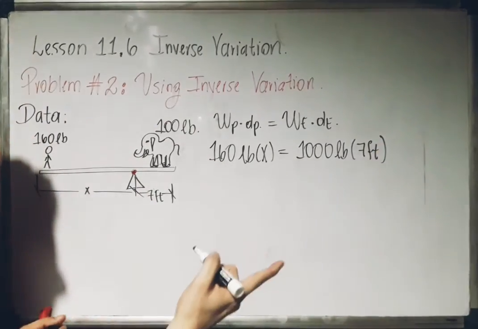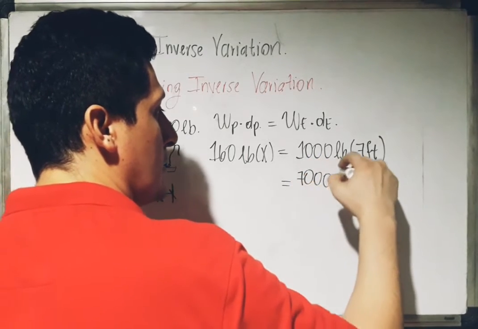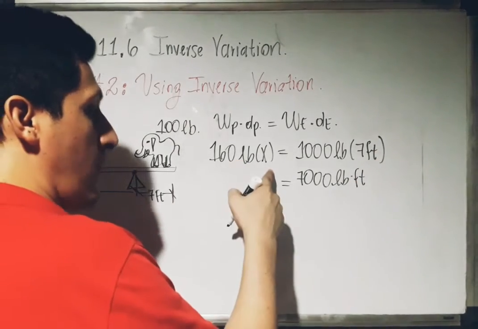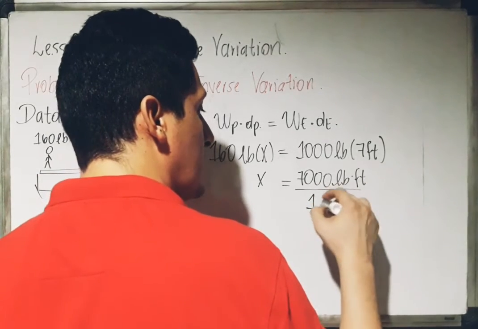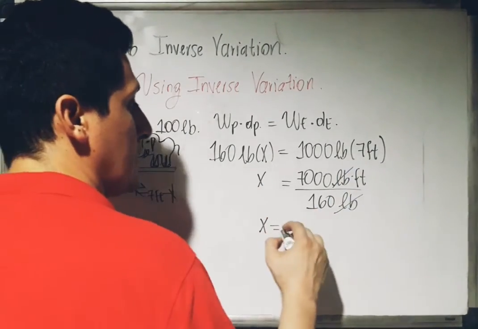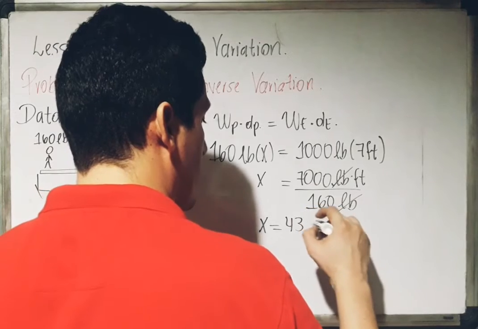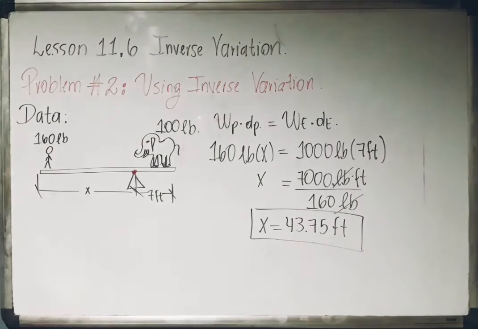If you solve that, in this case you have 7,000 pounds times feet. Then if you solve for x, the 160 pounds are going to be dividing here. Pounds are eliminated with pounds, and you have feet in this case. If you do that division, you have 43.75 feet. That means that the person has to be at a distance of 43.75 feet.